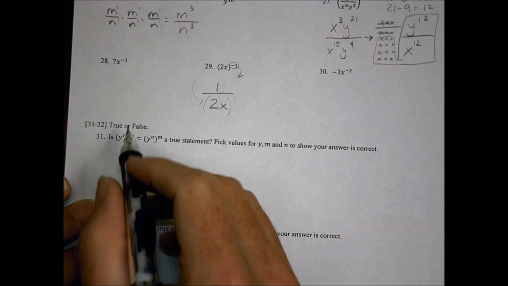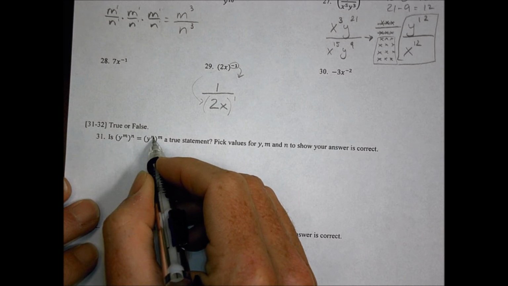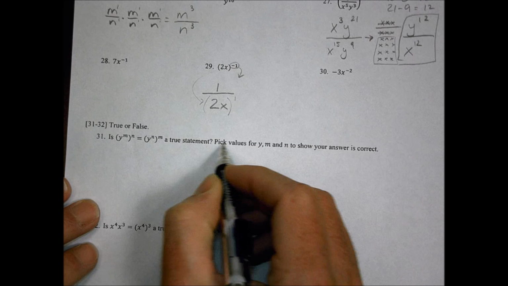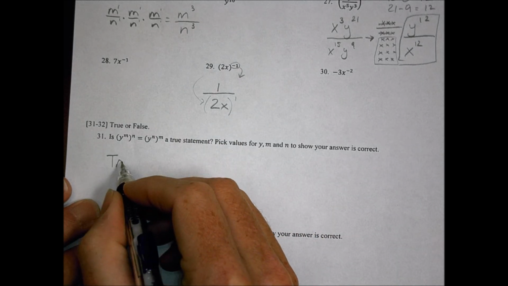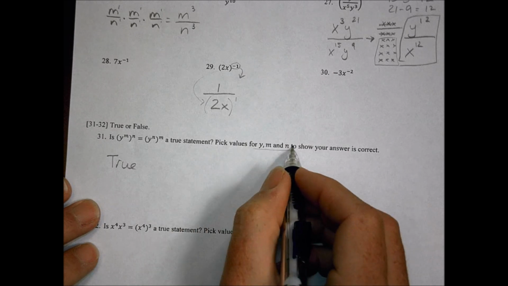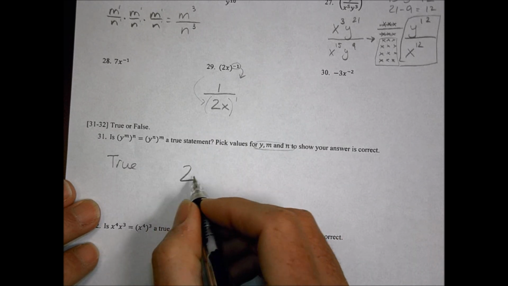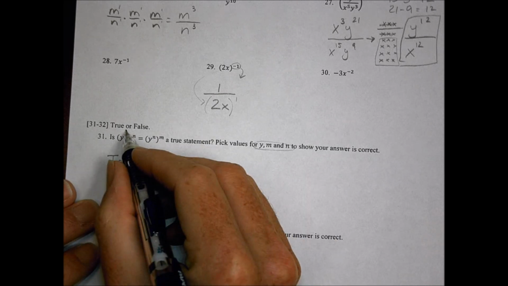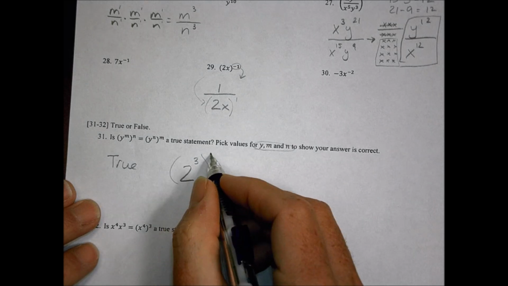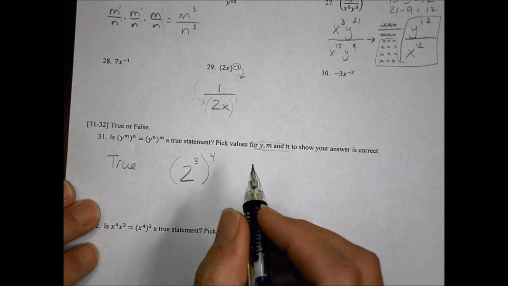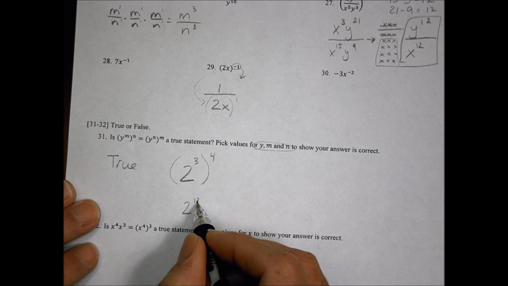For 31, we'll do one of these, true or false. Is y to the m to the nth power the same as y to the n to the mth power? Is it true or false? I'm going to go ahead and say that it is true, and it says pick some values to show it. Well, here we go. Let's say that y had a value of 2, and that m had a value of 3. If I did 2 to the 3rd power and take that all to the 4th power, 3 times 4 is 12, so it's really 2 to the 12th power.